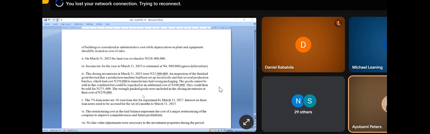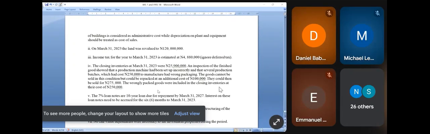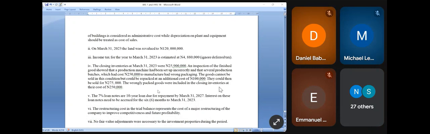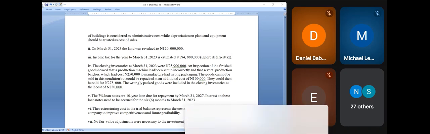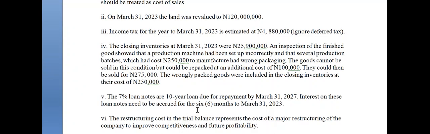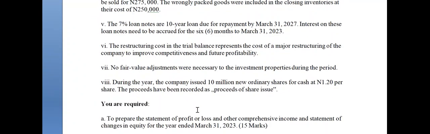Now, the next additional information is the restructuring cost in the trial balance. That's additional information 6 now. It represents the cost of a major restructuring of the company to improve competitiveness and future profitability. And then additional information 7, no fair value adjustment was necessary for the investment property. And then the last one, I guess, okay, that's it.